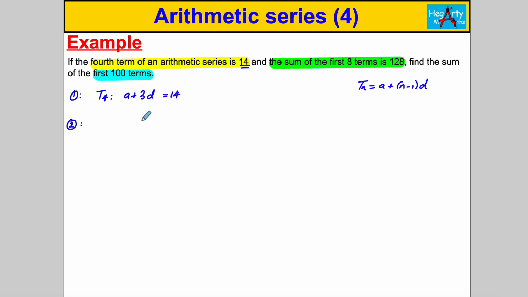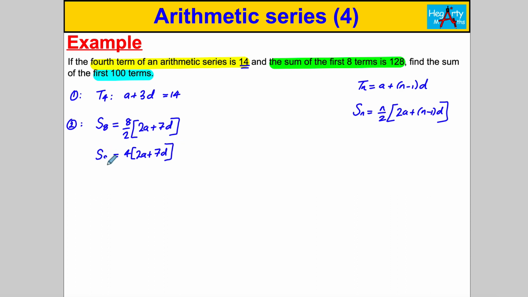Our next fact is we're told the sum of the first 8 terms is 128. So we're told something about S8. And S8, remember Sn is going to be n over 2, 2a plus n subtract 1 multiplied by d. So S8 is going to be 8 over 2, 2a plus n subtract 1 will be 7d. And 8 over 2 is 4, so this is 4, 2a add 7d. And we're told in the question that S8 is equal to 128.